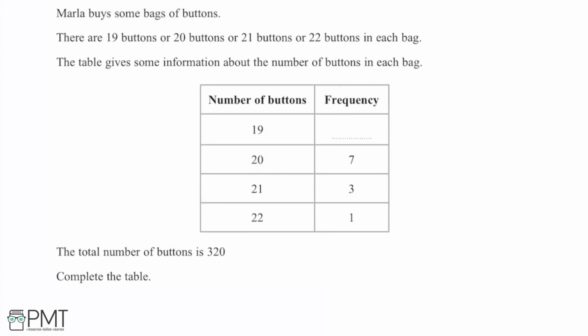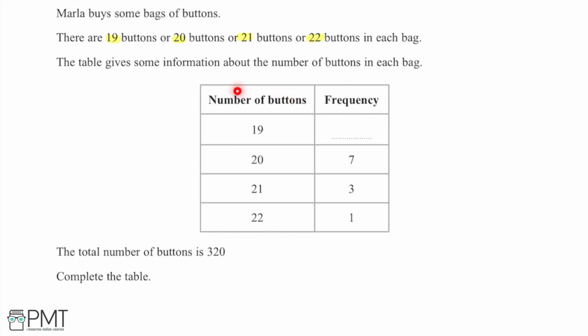So here I'm told that Marla buys some bags of buttons. There are either 19, 20, 21 or 22 buttons in each bag. And we're given a table which gives us some information about the number of buttons in each bag.